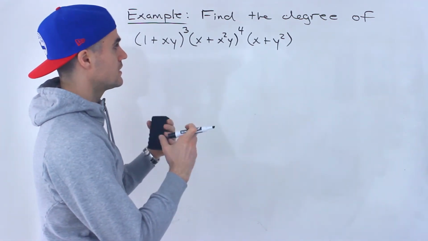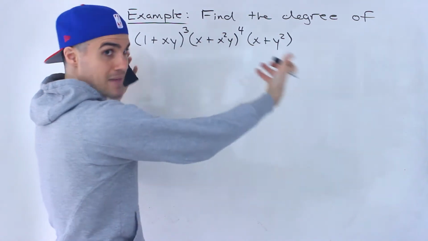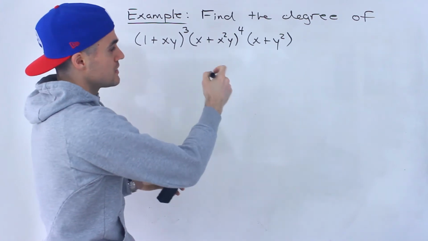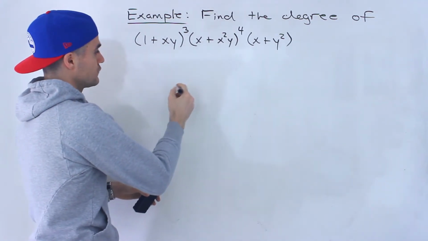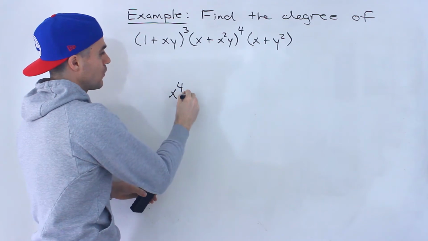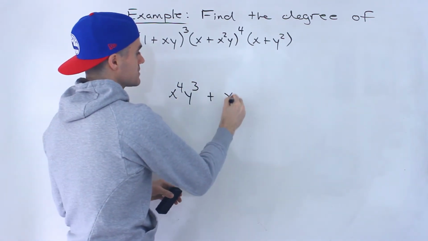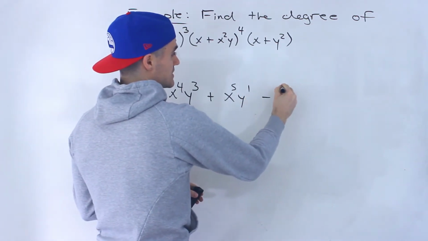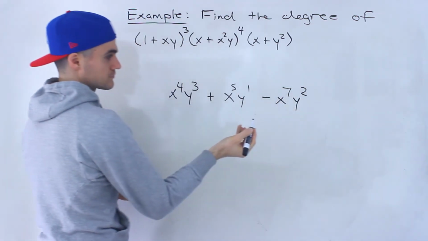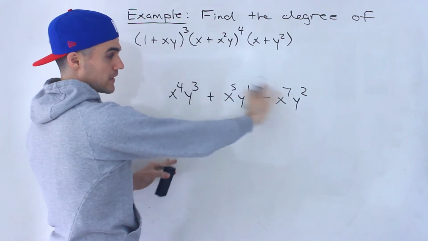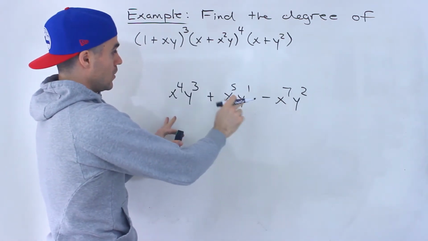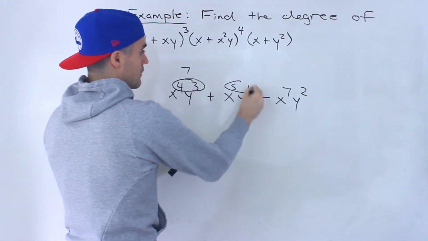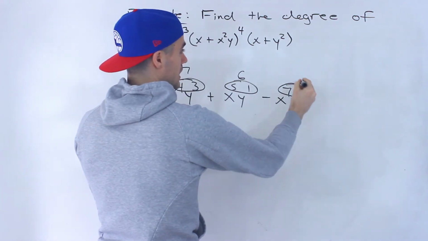So what you got to do is pretend like we expand all this, and then the degree is going to be the highest exponent number. So for example, if we had something like x^4 y^3 + x^5 y^1 - x^7 y^2, right? Let's pretend we expanded this and we ended up with this. Well, what's the highest exponent going to be? We would have to add these. This would be 7, this would be 6, this would be 9.